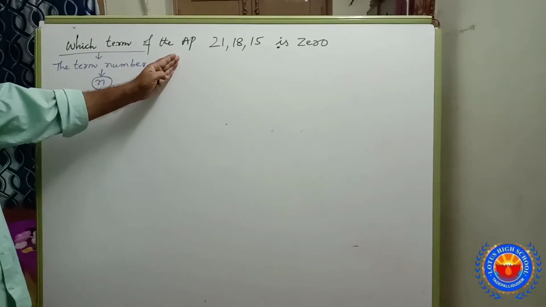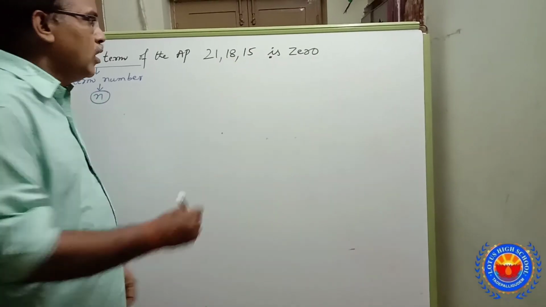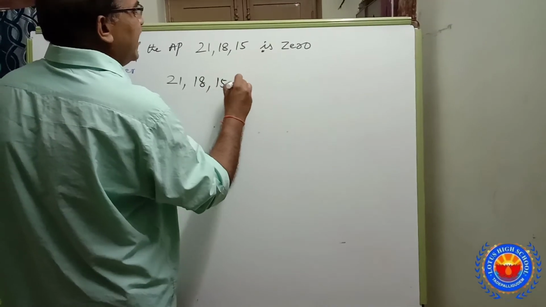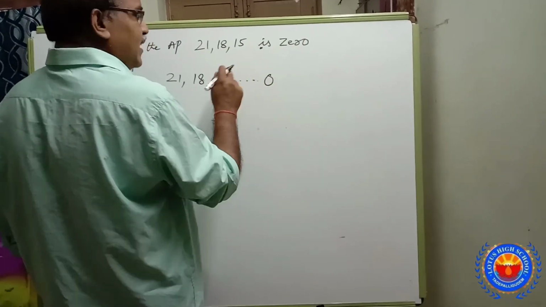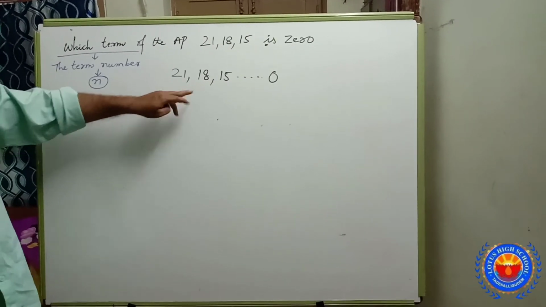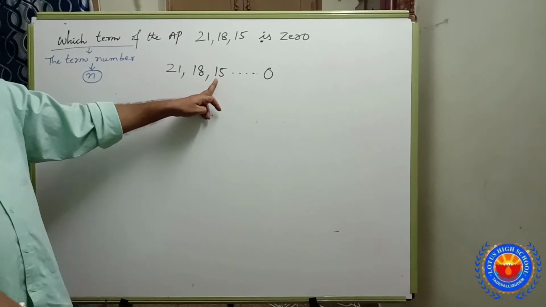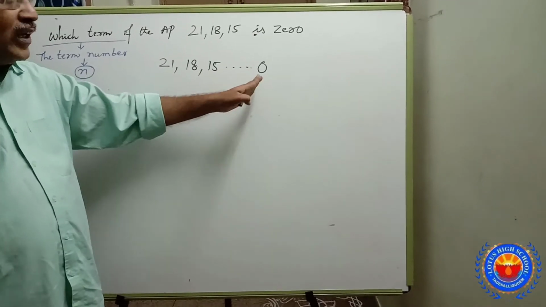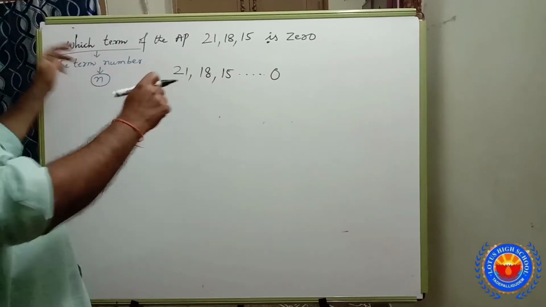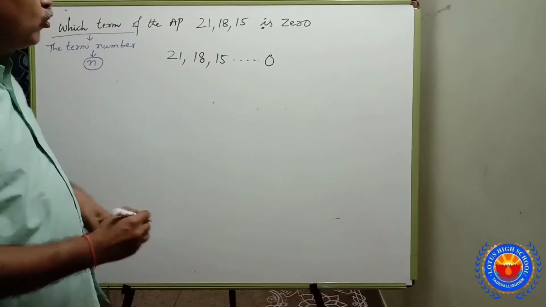Which term of the AP? This AP is 21, 18, 15 and 0. 0 is nothing but I have written number 0. This is first term, the first term is 21. Second term is 18. Third term is 15. And fourth term is something. And this 0 is which term? Which term in the sense? The term number. N, we have to find.